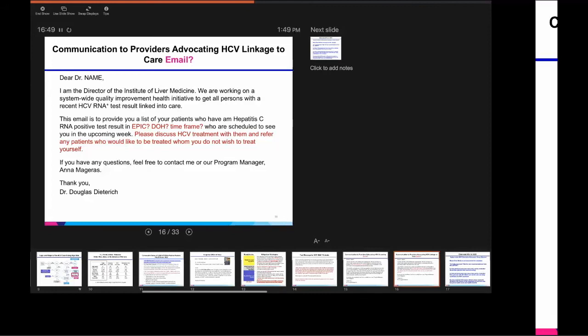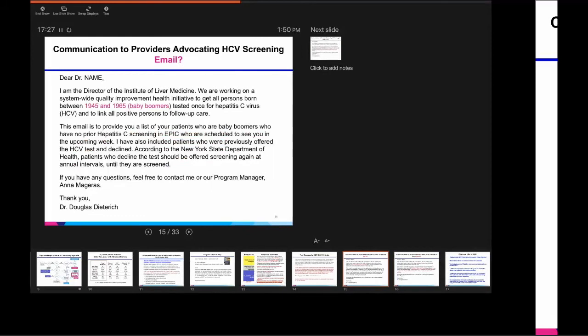Okay, let's see, did I miss a slide here? So this gets to the point that Doug was raising earlier about testing guidelines. We do want to communicate with providers advocating hepatitis C screening, and email is one way that we might do it. I don't know if email is the best way, but we would have some message sort of like this.